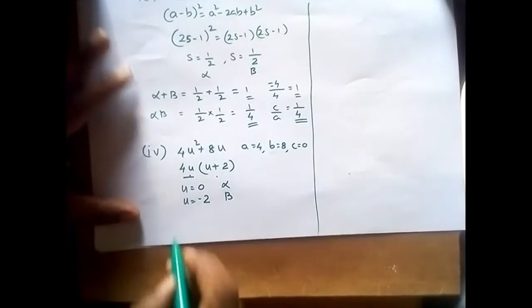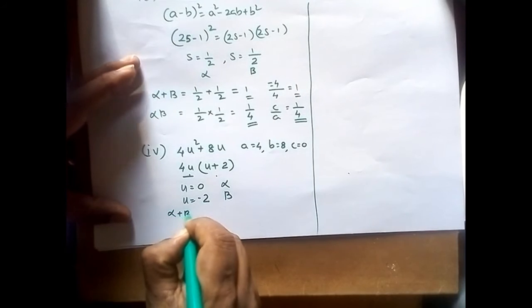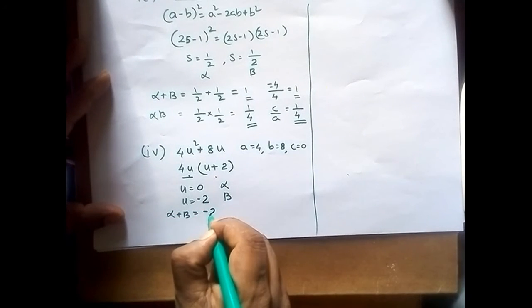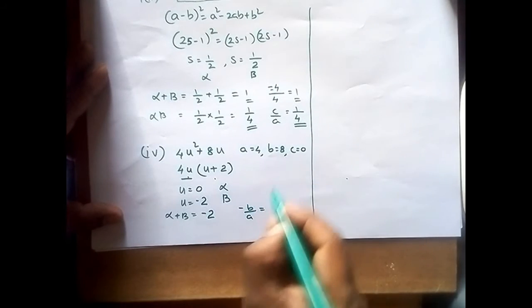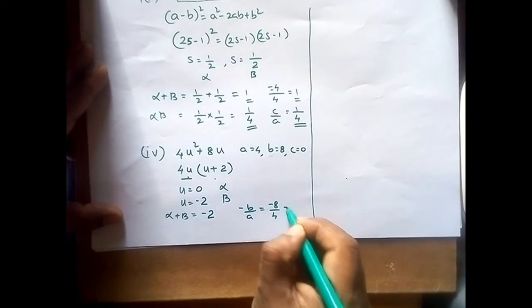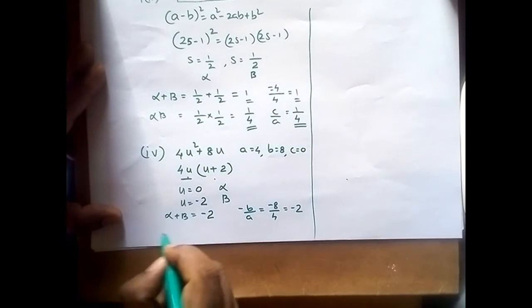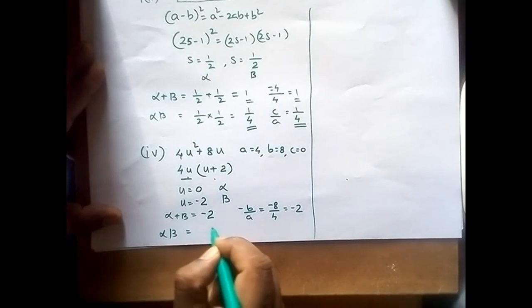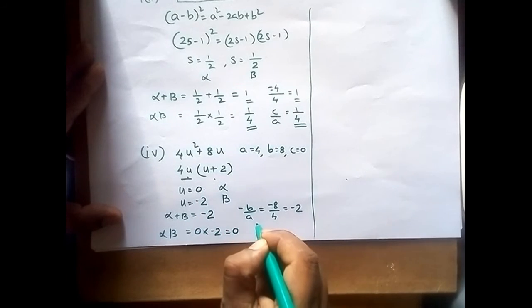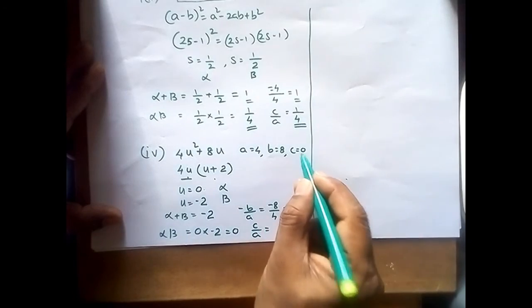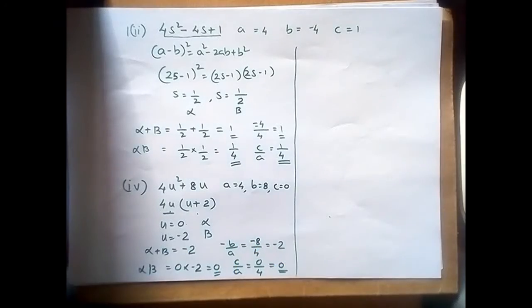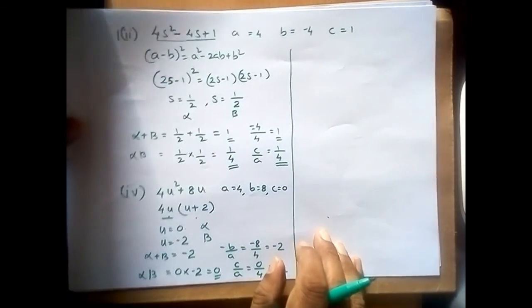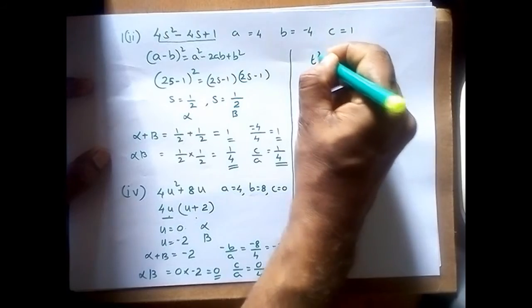Okay, so what is alpha plus beta? 0 plus minus 2, that is minus 2. This should be equal to minus b by a. What is minus b by a here? Minus 8 by 4 is equal to minus 2. Alpha beta is equal to 0 into minus 2, that is equal to 0. What is c by a? Since c is equal to 0 here, 0 by 4 is again equal to 0. Hence the result.